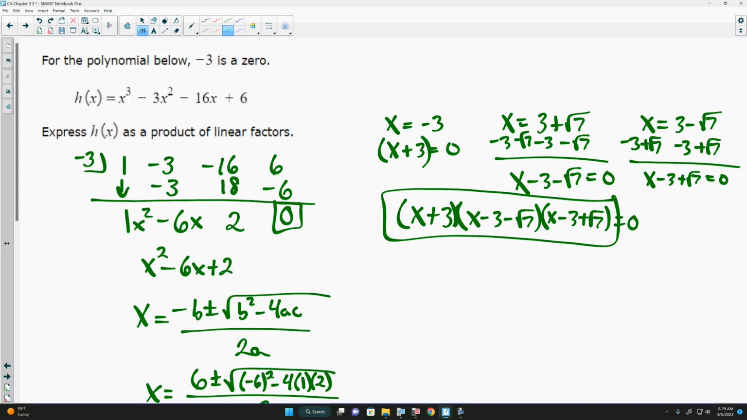Now the only difference between it and problems that have complex solutions is that we would have i instead of the square root of 7. So 7i instead of square root of 7.